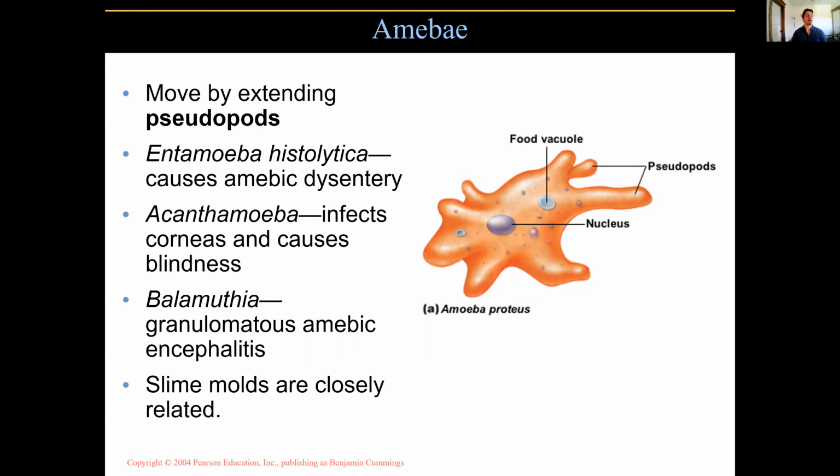If you look at something like Entamoeba histolytica, it causes amoebic dysentery. This is the only pathogenic amoeba that is found in the human intestine, and up to 10% of humans may be colonized by this amoeba. Then there are also amoebae that lead to infections of the corneas that can cause blindness. Balamuthia is a granulomatous amoeba that causes granulomatous amoebic encephalitis. This encephalitis is inflammation of the brain.